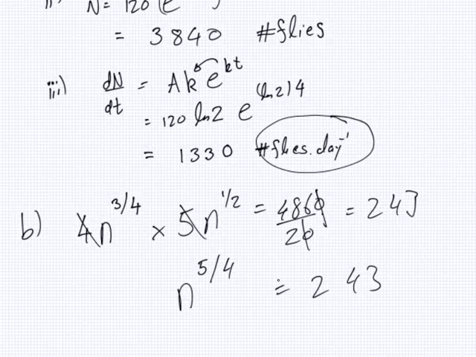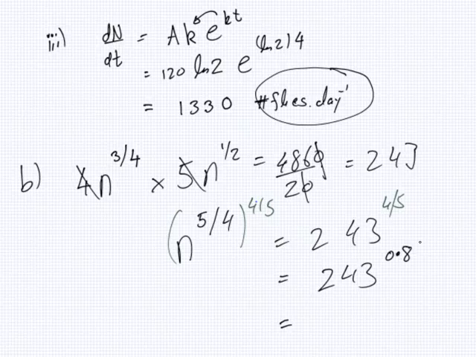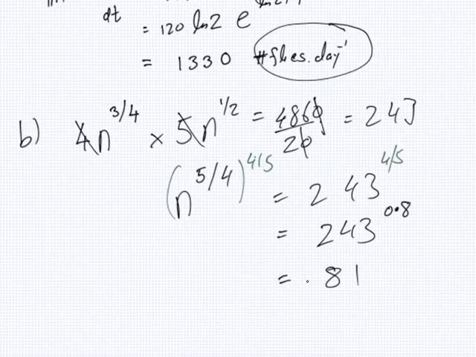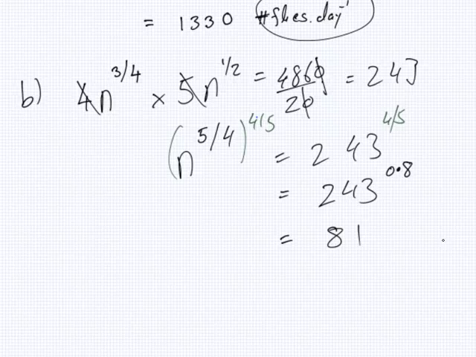And the easiest way to get to the answer is I want to get rid of this power 5/4, so I'll just put a power 4/5 on both sides, 4 over 5. So the answer is basically whatever 243 to the power of 0.8 is. Let me think, that's going to be, is it 81? It is 81? Okay, great. Two.